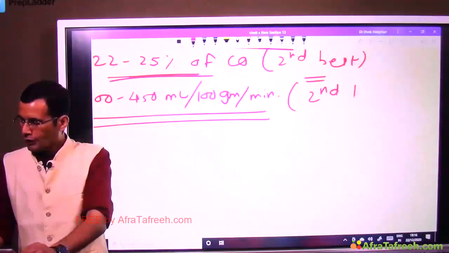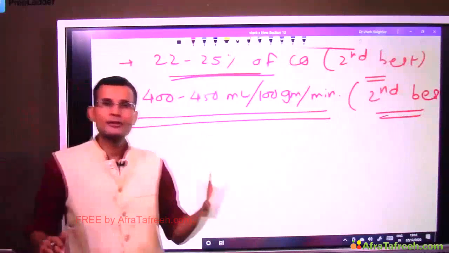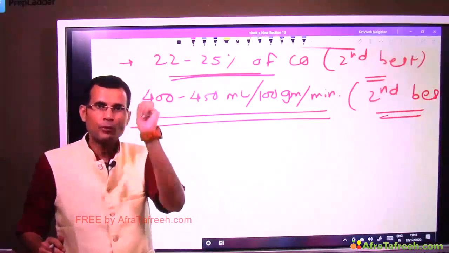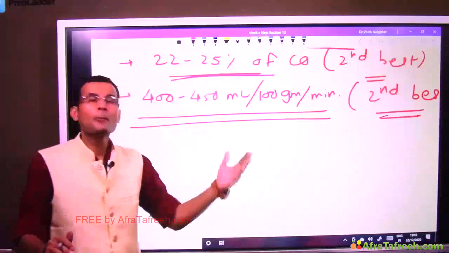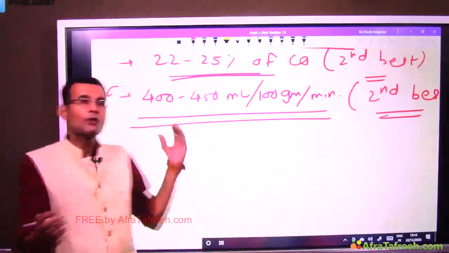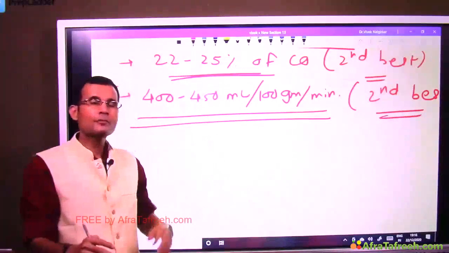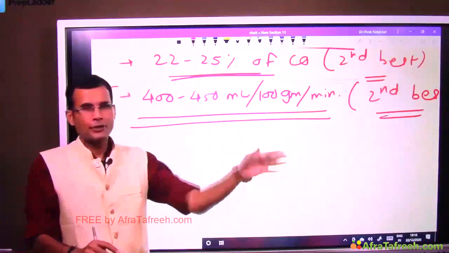If you recall, if you have done CVS by now, tell me which is the first. Carotid body. Yes, carotid body receives 2000 ml per 100 gram of tissue per minute. So please remember, if they ask you which tissue in the body receives maximum blood flow per 100 gram of tissue, the answer would be carotid body.